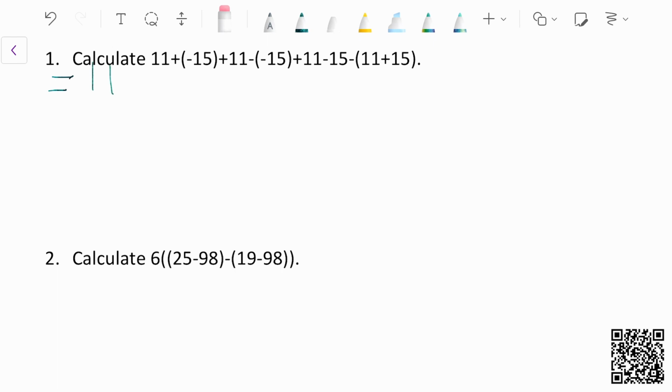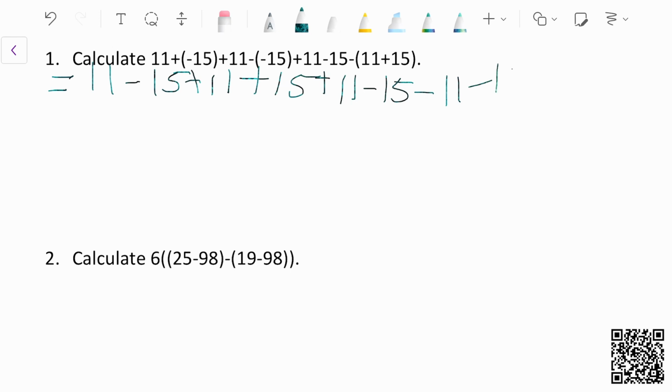So it would be plus a negative number, which is just subtract that number, plus 11, subtract a negative, which would be adding the negative, plus 11 subtract 15, subtract, and if we lift the parentheses, the addition sign inside would have to change into a subtraction sign, so 11 subtract 15 again. So now we can even stuff out.